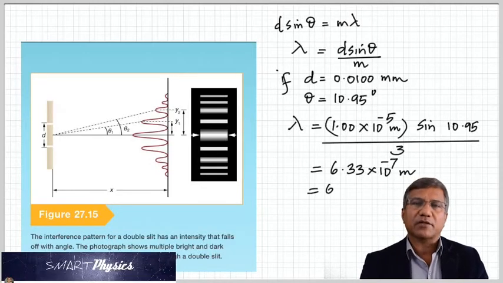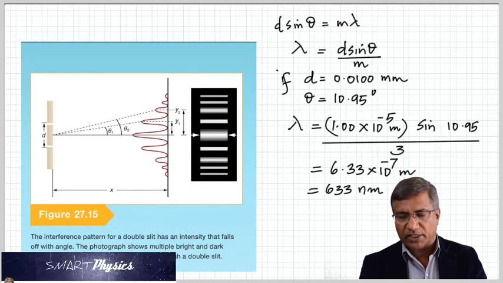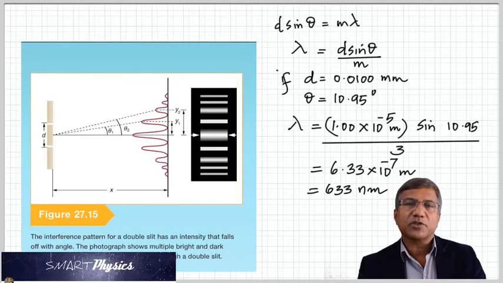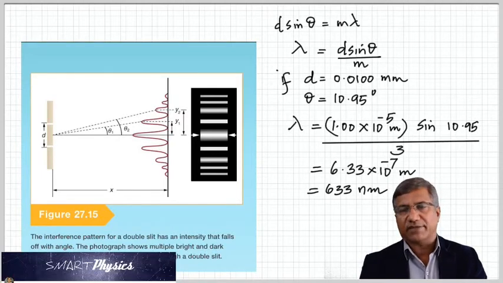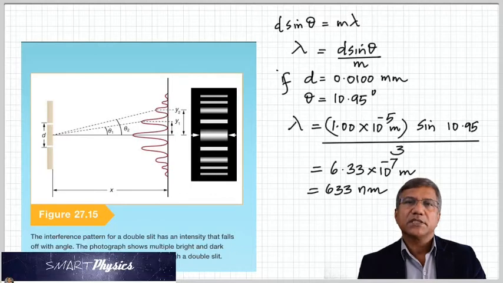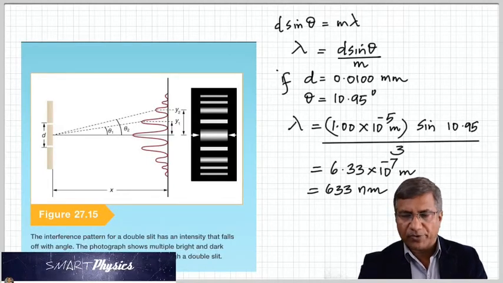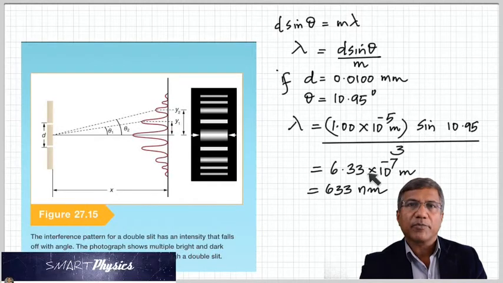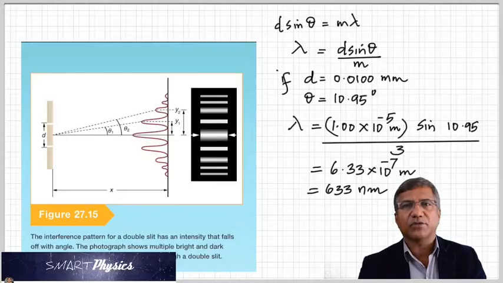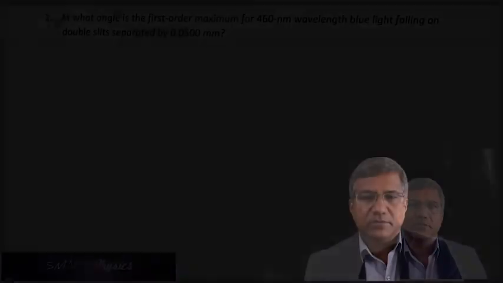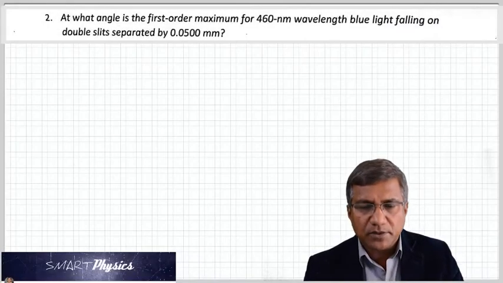So when you do the calculations, you get the wavelength of light as 6.33 times 10 to the negative 7 meter, which is 633 nanometer. 1 nanometer is 10 to the negative 9 meter. So if you write this number, you can rewrite this as 633 times 10 to the negative 9, which makes it 633 nanometer. So here is problem number 2.